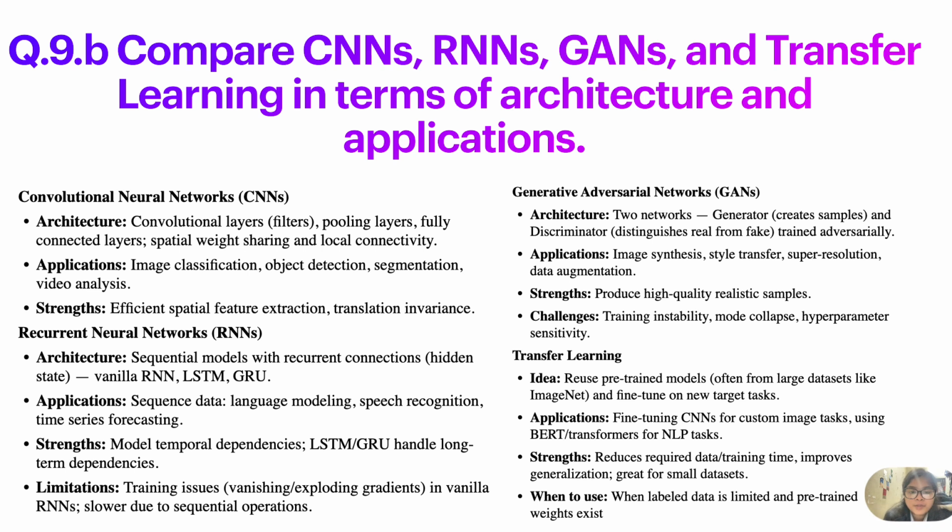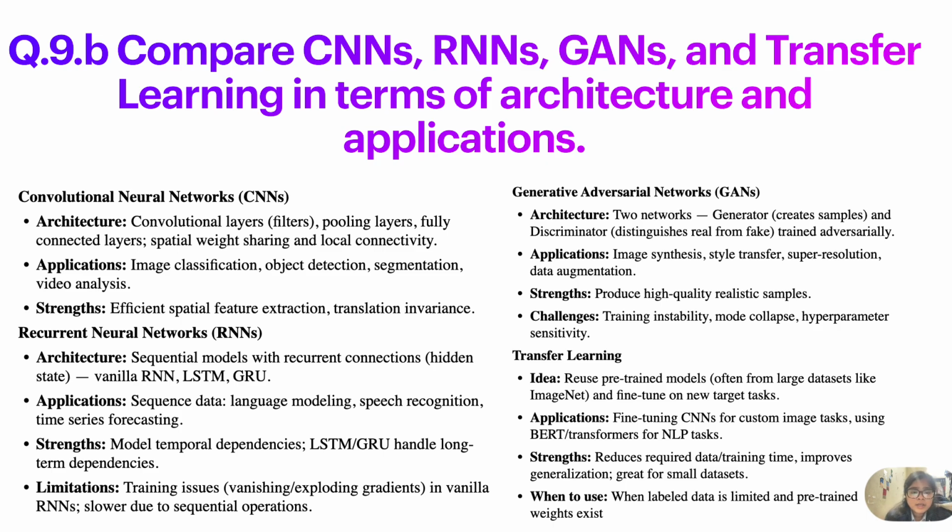Generative adversarial network. Here there are two networks: the generator that creates samples and the discriminator that distinguishes between the real and the fake ones. Trained adversarially. It's applicable in image synthesis, style transfer, super resolution, data augmentation. It produces high quality realistic samples, but the training instability makes it a little bit challenging. Mode collapse and hyperparameter sensitivity all play a crucial role in its performance.